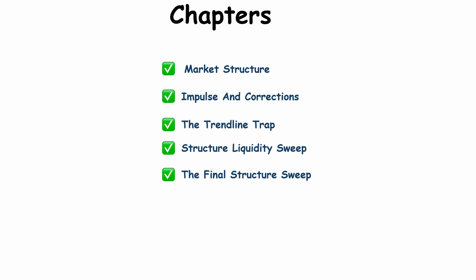Fifth, the final structure sweep, the last push. It looks strong, but it's just smart money clearing out the rest before flipping direction. This is where we get ready to enter. Sixth, the lower time frame entry. We drop down and use candlestick confirmation to enter with tight stops, big targets, and smart money on our side. Seventh, real examples. We'll walk through actual setups from start to finish so you can apply everything with confidence.